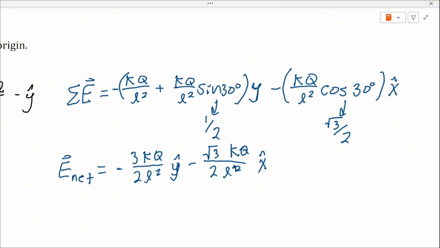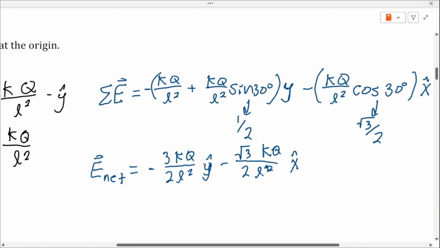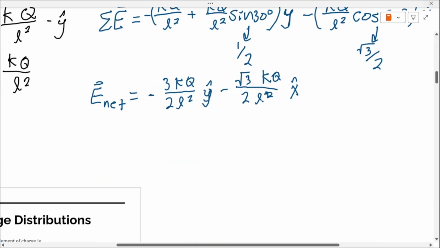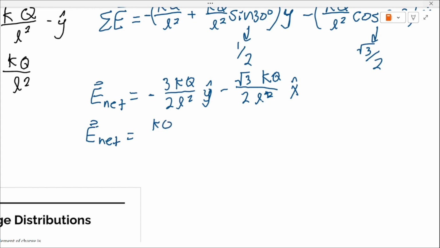And if we want to simplify further, we could say it's equal to kq over L squared vectored out, or rather negative kq over L squared, 3 halves y hat plus root 3 over 2 x hat. And that's our final answer.